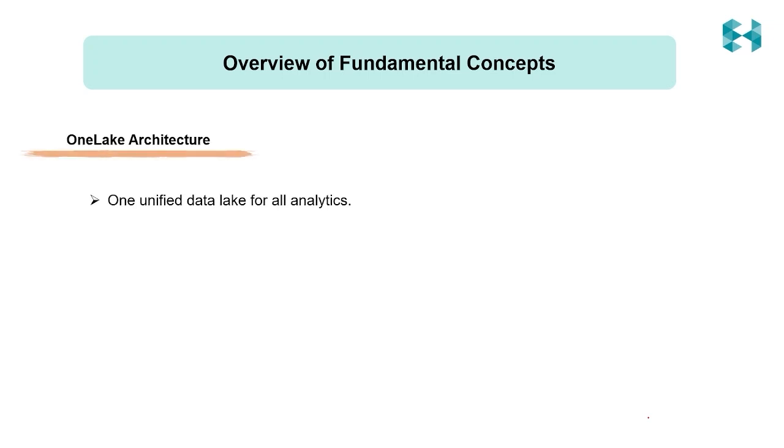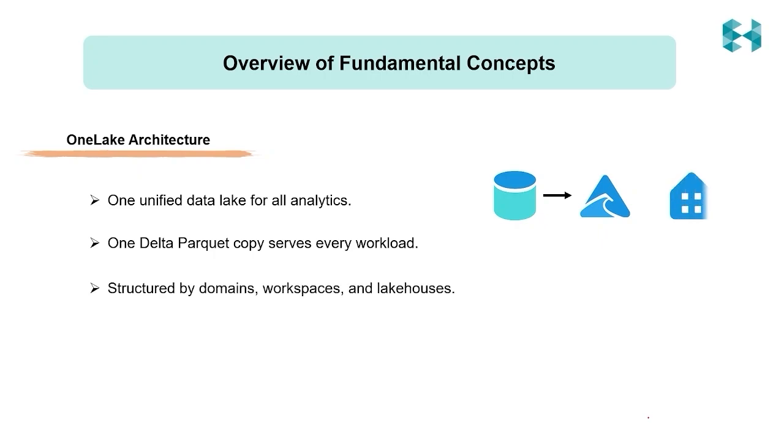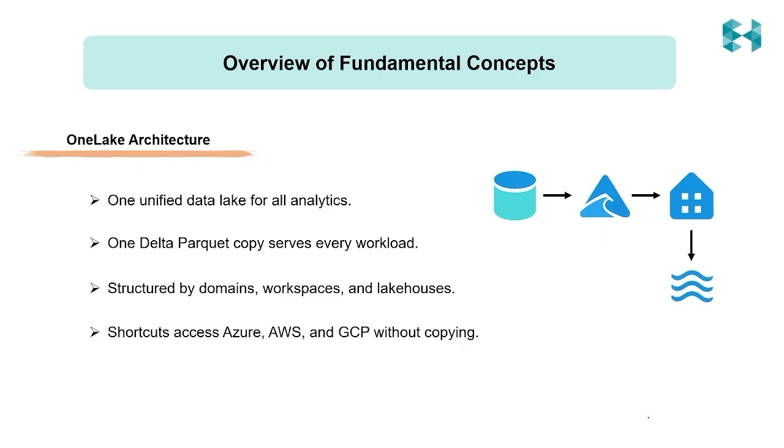First, we have one unified data lake for the entire organization, like OneDrive but for all analytics data. It uses Delta Parquet, so one copy of the data works with SQL, ML, real-time analytics, and Power BI. It is organized by domains, workspaces, and lakehouses while staying connected under one platform. Then we have shortcuts, which let you access data from Azure, AWS, or Google Cloud without copying it. Then we have built-in governance and security through Purview across all workloads.